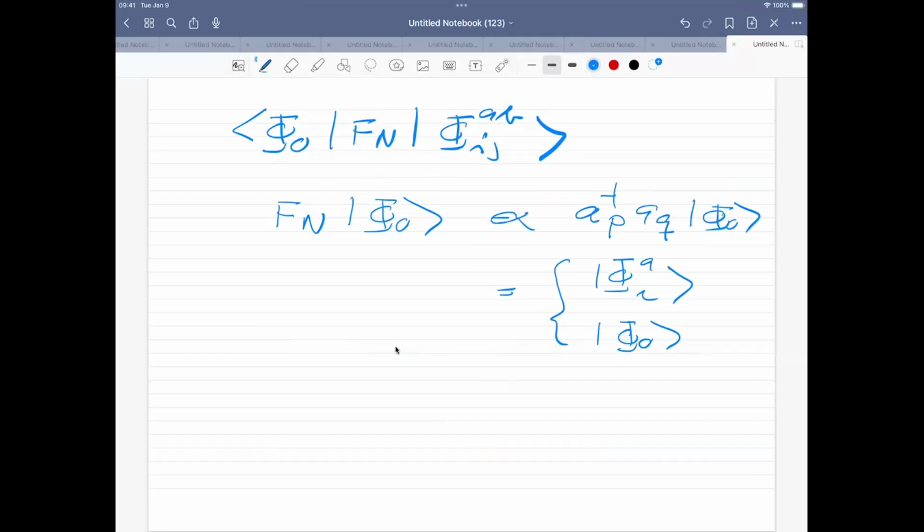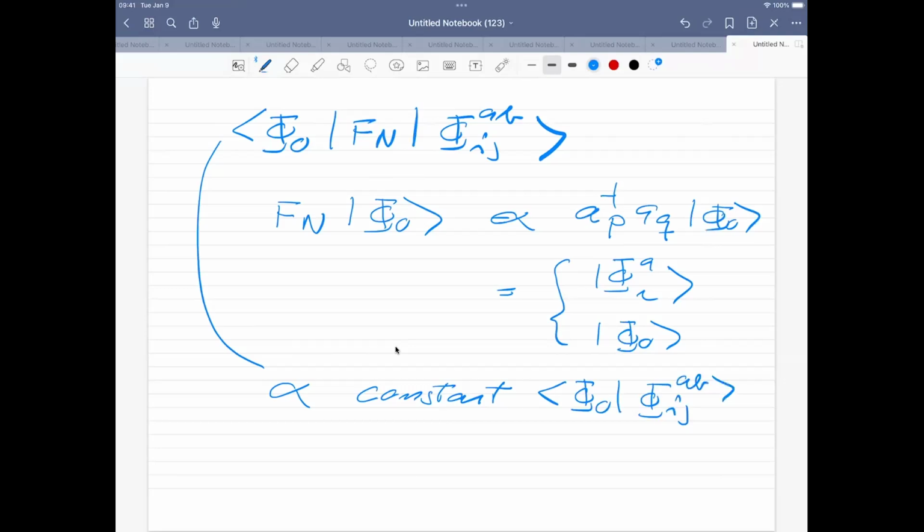And now you see, when you look at this, it means that this expectation value is going to be proportional to some constant, or sum of terms, multiplied with either phi 0 and phi_ij^ab, or a new constant multiplied with phi_i^k and phi_ij^ab. Okay?